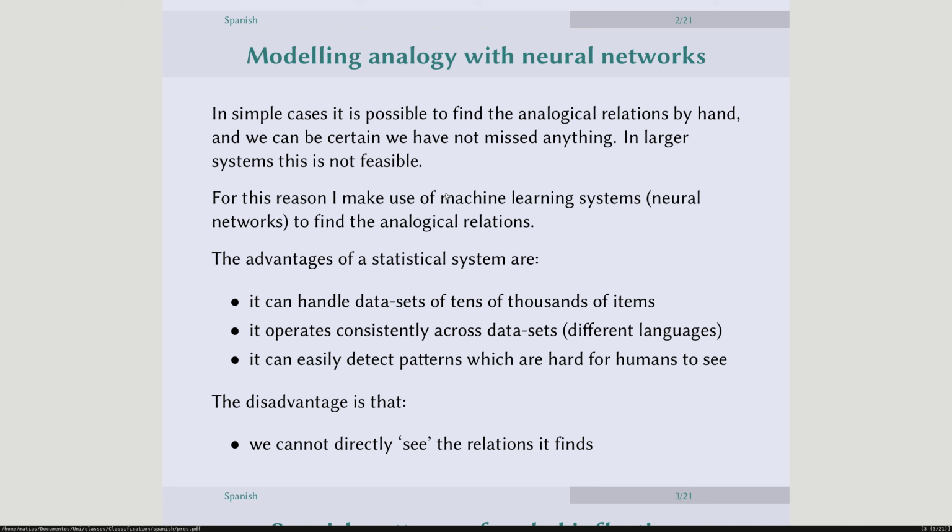They have the advantage that they can handle very large data sets. It's easier to train neural networks on tens of thousands of items with hundreds of predictors. They operate consistently. If I train a model 10 times, I know I'm getting the same model 10 times. If I try to find analogies by hand 10 times, there is absolutely no guarantee that I am going to be doing the same thing all those 10 times. I'm not just finding new analogies or new patterns or missing stuff. And it can detect patterns which can be very difficult for humans to see because it can explore complicated interactions.